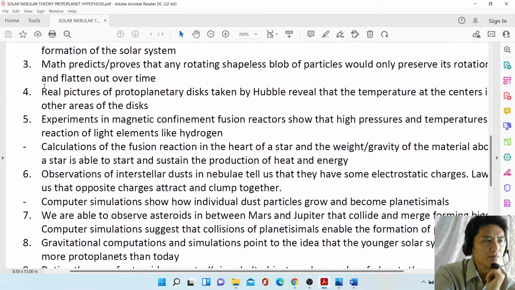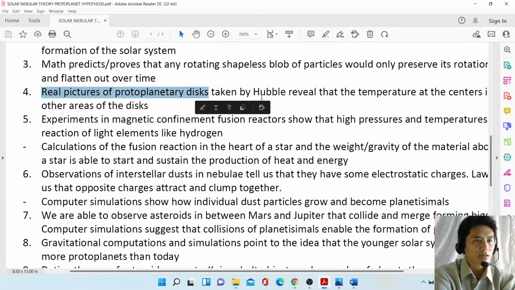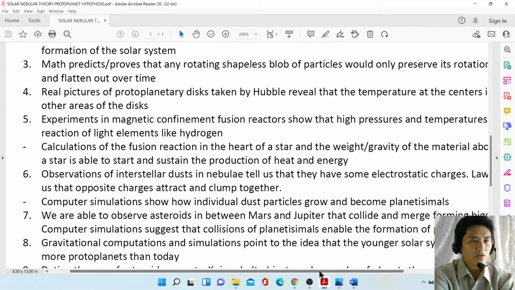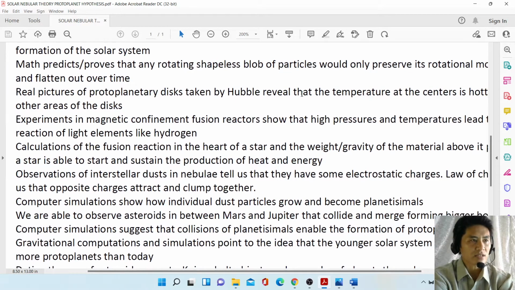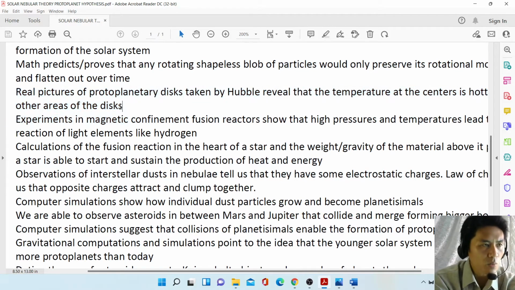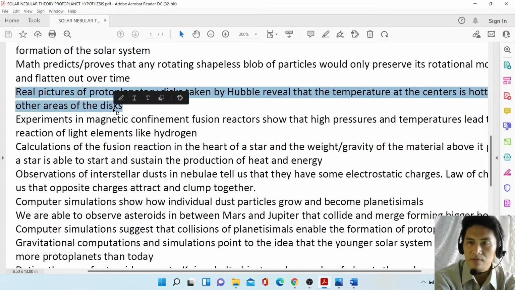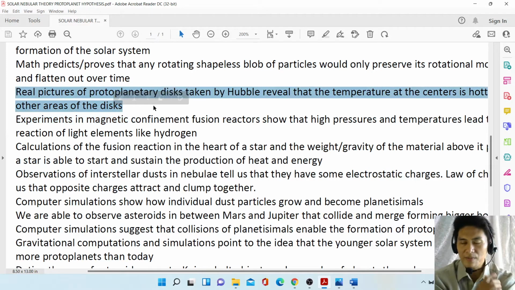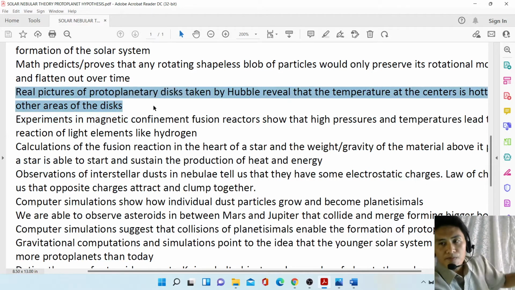So here, real pictures of protoplanetary disks taken by Hubble reveal that the temperature at the centers is hotter than the other areas of the disk. So again, what could be greater evidence than this? We see this. Let me remind you, we see this out there.